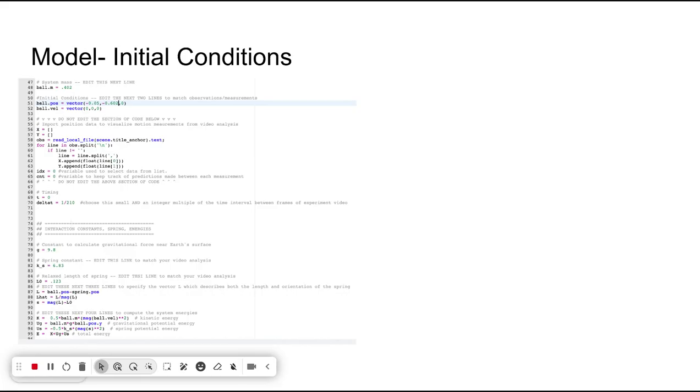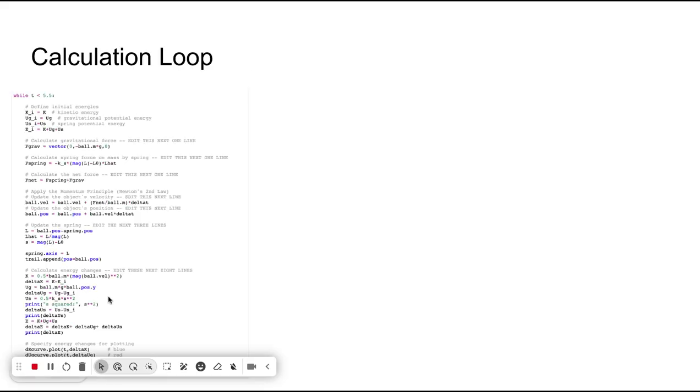Okay, here at the bottom we have our energy equations. So K, we talked about them earlier, but K equals 1/2 mv squared. Gravitational potential energy equals mgh. Spring potential energy equals 0.5 K times x squared. And then total energy is all those summed together.